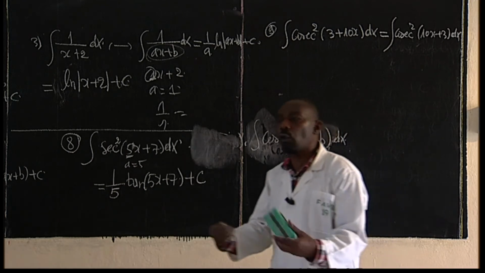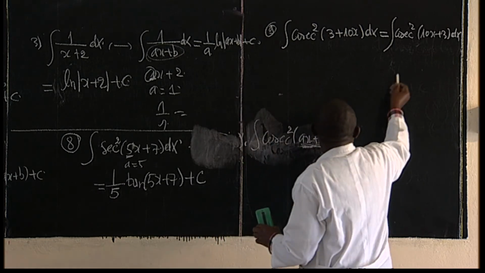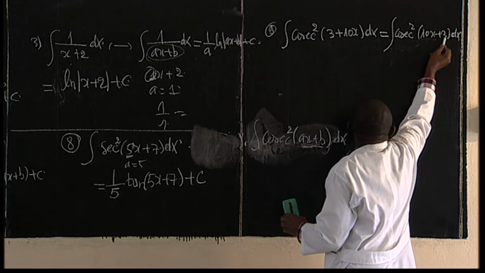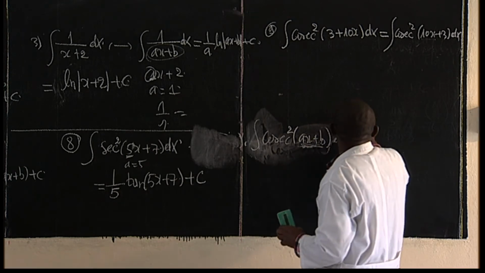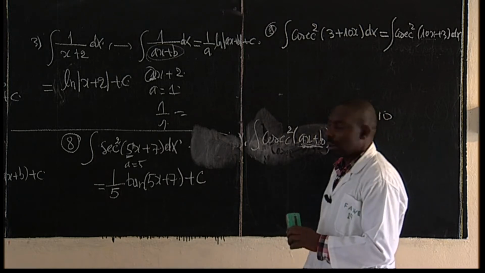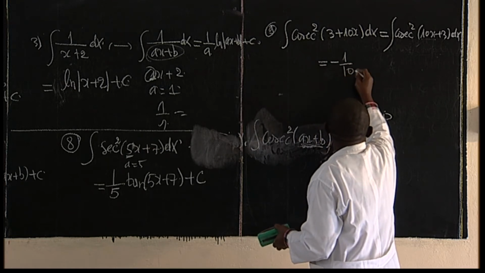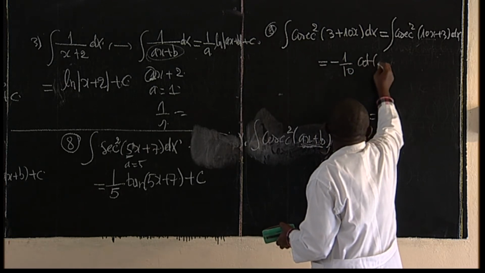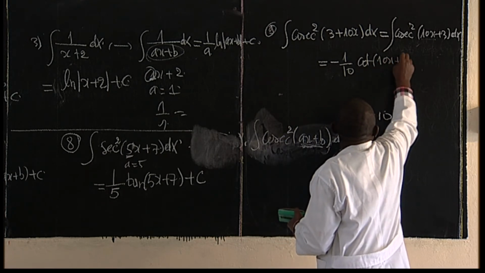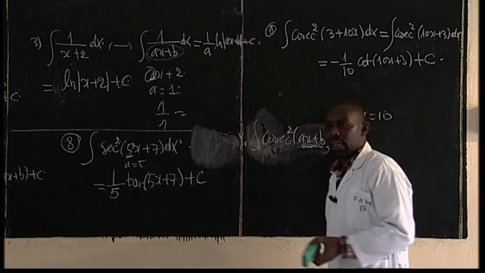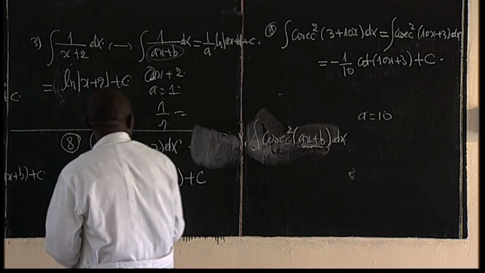And I have to find the value of a, right? So comparing this expression 10x plus 3 and ax plus b, linear function, a is equal to 10. Therefore, the answer is minus 1 over 10 cotangent of (10x plus 3), then plus c. I'm done, right? I hope it is understandable.